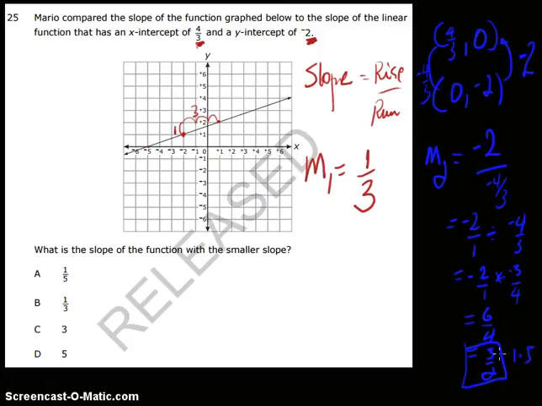So we know that the slope of the line with the x-intercept 4 over 3 and y-intercept -2 is 1.5, and the slope of this graph, or this linear equation, is 0.33 repeating, and it is way smaller than the slope of the blue line. So in other words, the answer for this question would be 1 over 3, because that is the smaller slope. It's B, and this completes the problem.